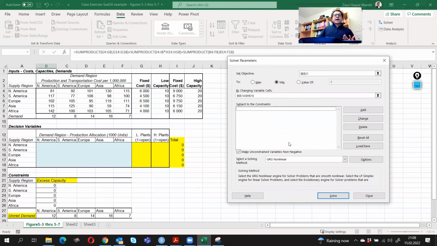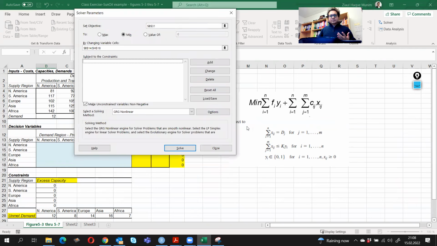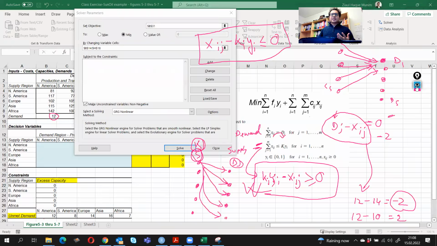Now we have to add the constraints. So we mainly had these constraints here: supply constraint, demand constraint, and then binary constraint and non-negativity constraint. If you remember, we did the formulation. If I just bring the equations again, we are first going to define the demand constraint, dj minus xij is equal to 0, which we have set in the unmet demand.